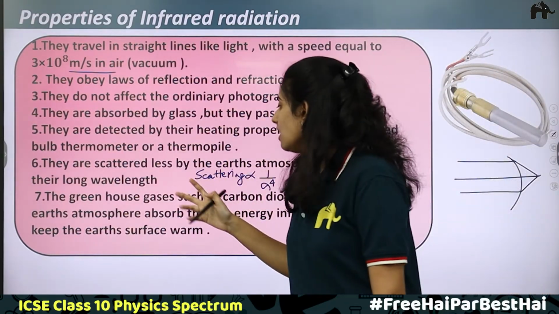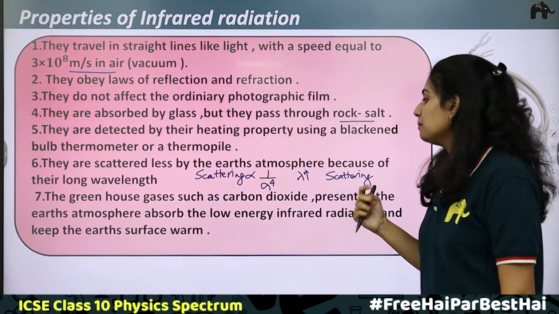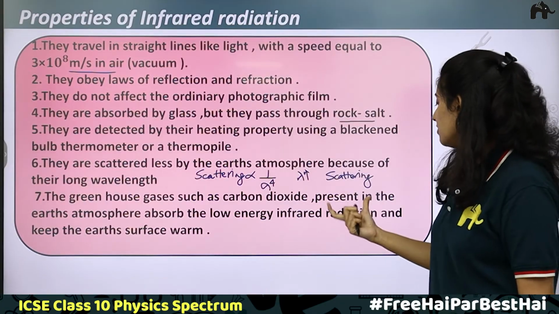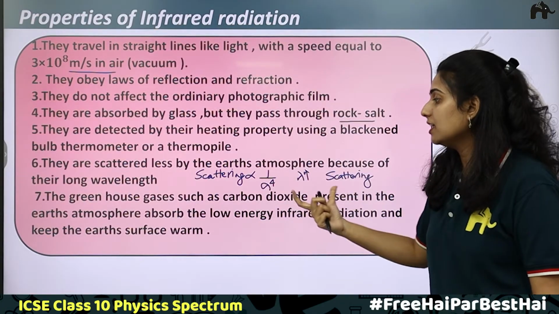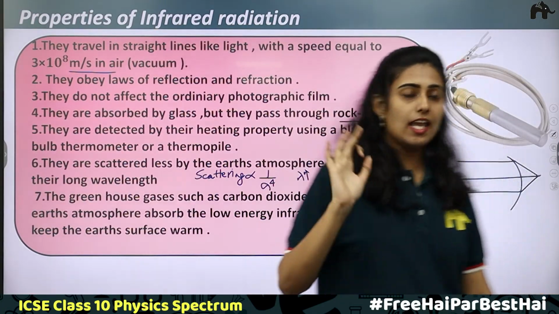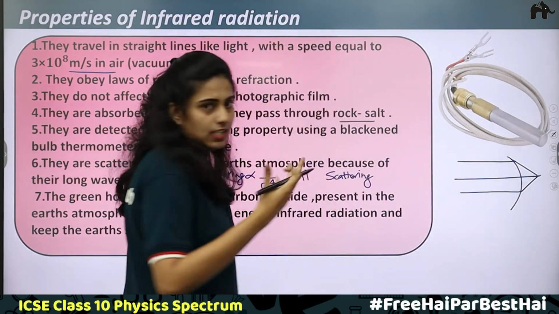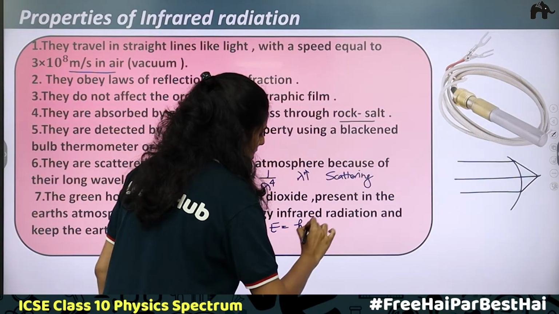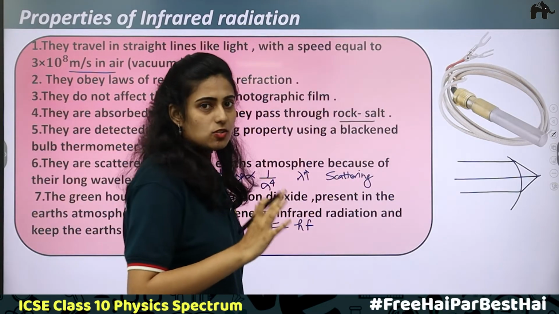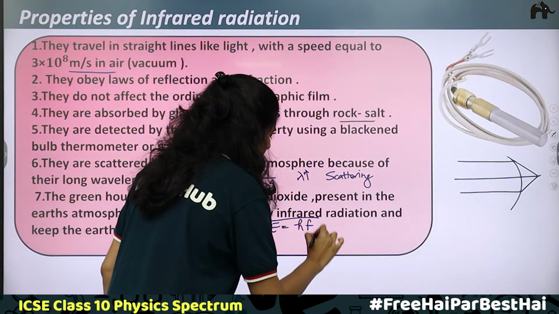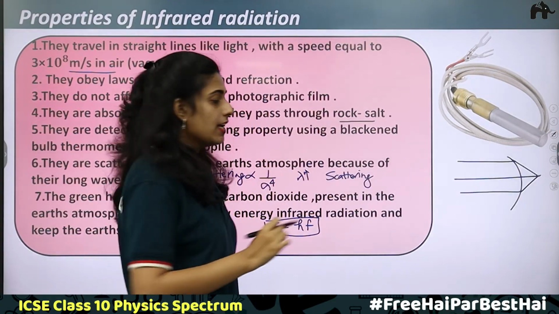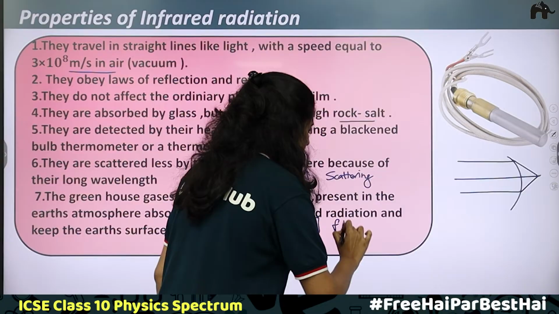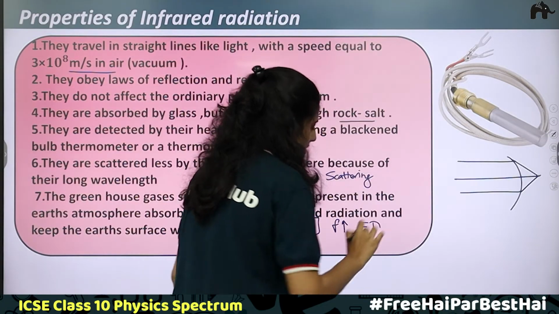Next, the greenhouse gases such as carbon dioxide present in the Earth's atmosphere absorb the low energy infrared radiations and keep the Earth's surface warm. We know the energy-frequency relation, energy will be equal to h into frequency, where h is Planck's constant, which we will be learning in higher classes. Okay, so depending on frequency, energy also changes. When frequency increases, energy will increase.